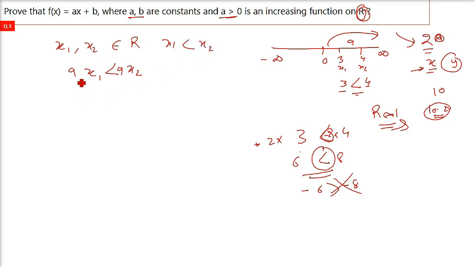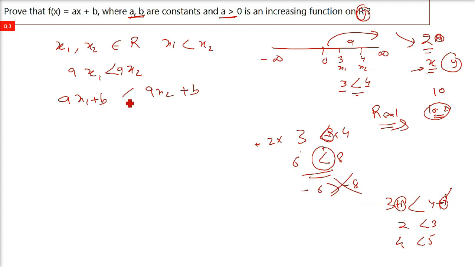So if x1 is less than x2, multiplication of any positive value will not change the less than relationship. Now add a b here. Take any b constant which is given in the question and just add. Again, b is a constant. Now it can be positive, it can be negative, because it is a real number. I am saying 3 and 4 is there. If I subtract 1 from both sides, it will be 2 and 3. Or if you add, say, 1, it will be 4 and 5. In both the cases, 2 is less than 3 and 4 is less than 5. So even if you add a b, the less than relationship will not change.